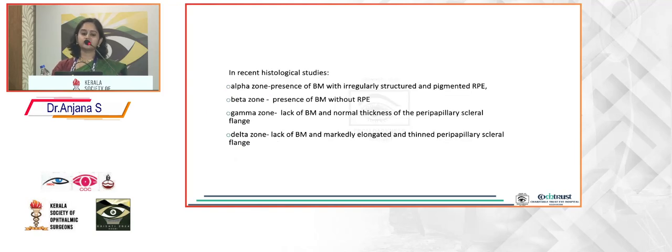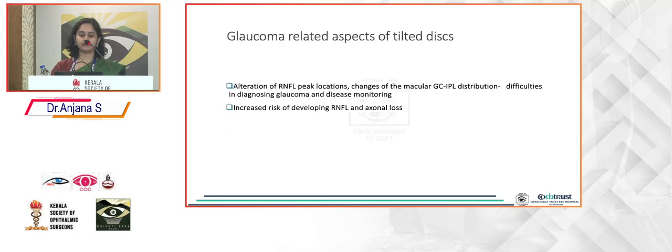Now, recent histological studies have added two more layers, that is the gamma and the delta zone. So, basically in the alpha zone, there is RPE present, and in the beta zone, the RPE is absent, only the Bruch's membrane is present. In the gamma zone, the Bruch's membrane is also absent, and there is normal thickness of the peripapillary scleral flange, and in the delta zone, there is thinning of the peripapillary scleral flange.